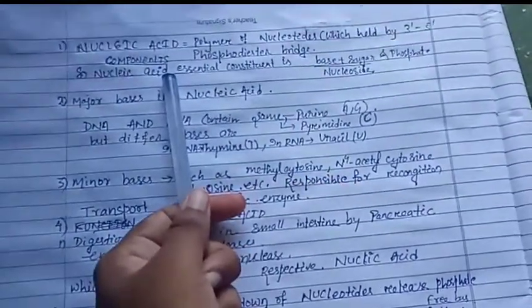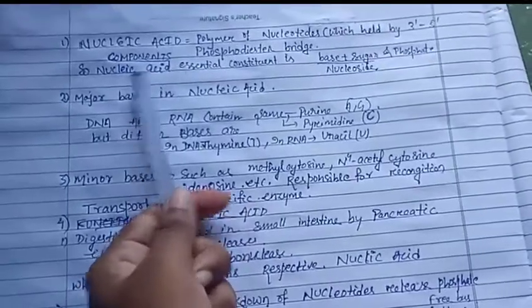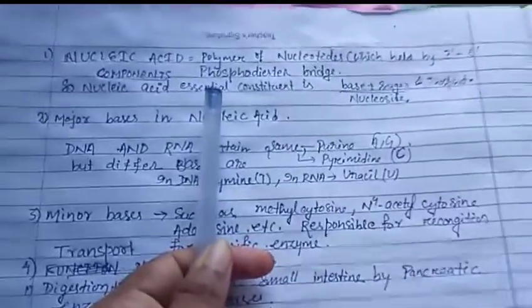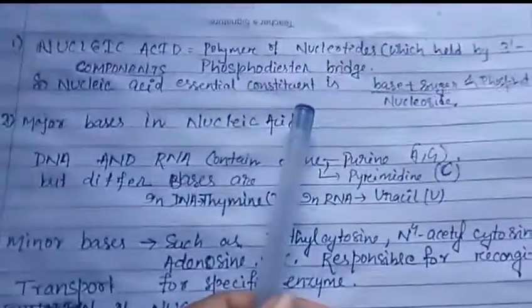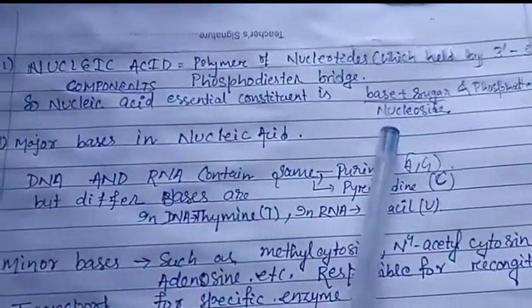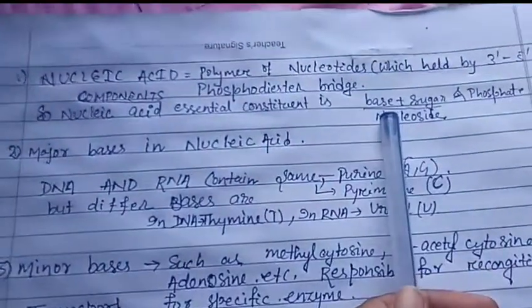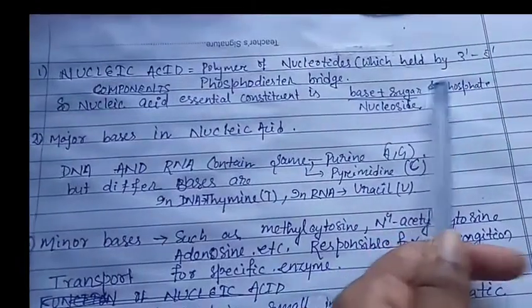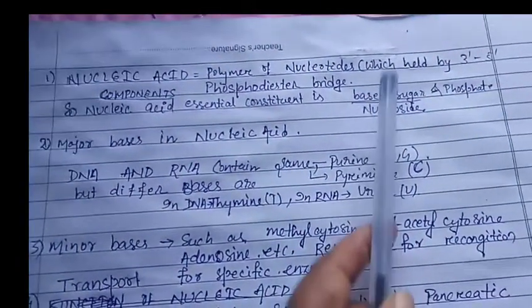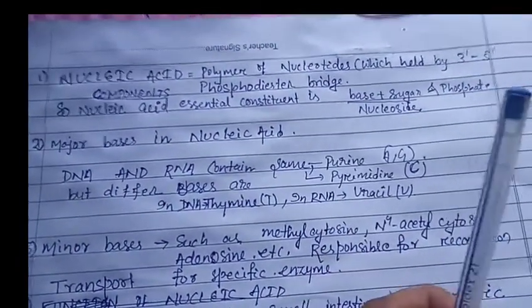What are the components of a nucleic acid? The essential constituents of nucleic acid are nucleoside plus phosphate. What is a nucleoside? It is a base plus sugar, and then a phosphate. How it is structured, we discuss in this picture.